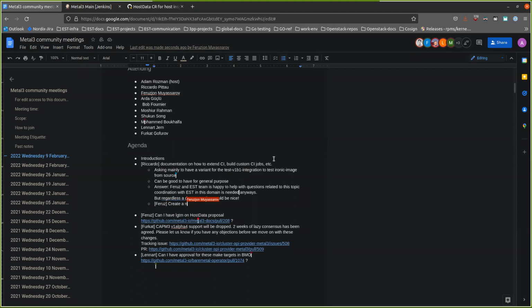Let's continue. We have one agenda point from Furkat. CAPM3 V1 Alpha 4 support will be dropped. Two weeks of lazy consensus has been agreed. Please let us know if you have any objection before we move on with these changes.